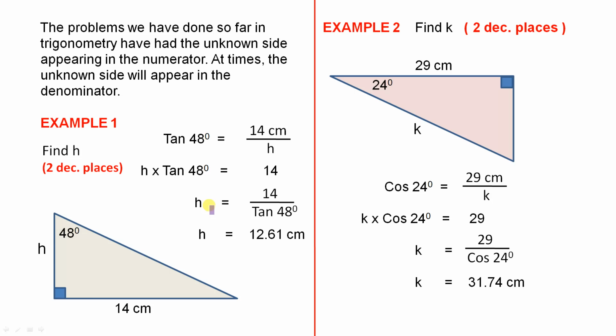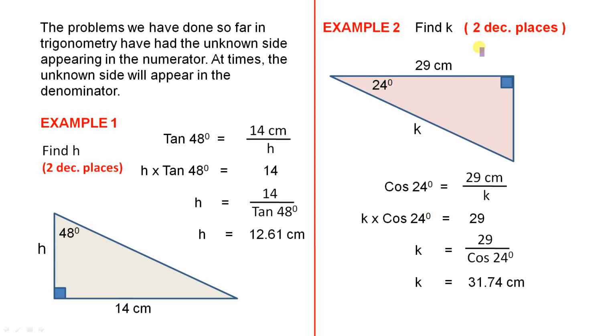So if we put those values into the calculator, we get that h equals 12.61 centimetres. So now we've found the value of h, where h appeared in the denominator. And it just means that in the calculator we're just doing division instead of multiplication. So division is what we have to do.